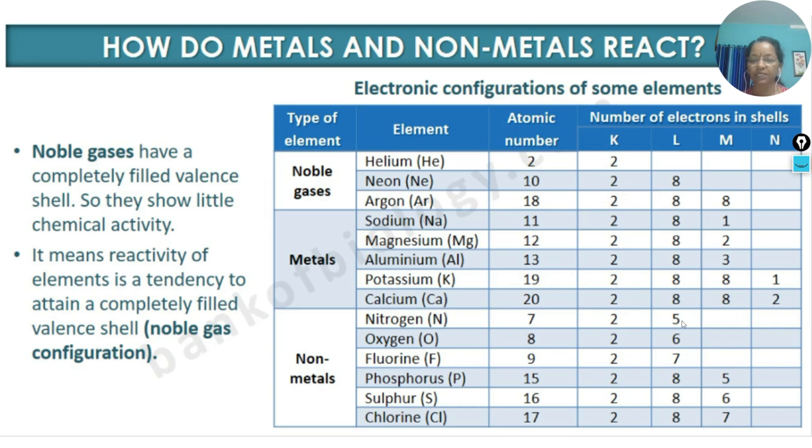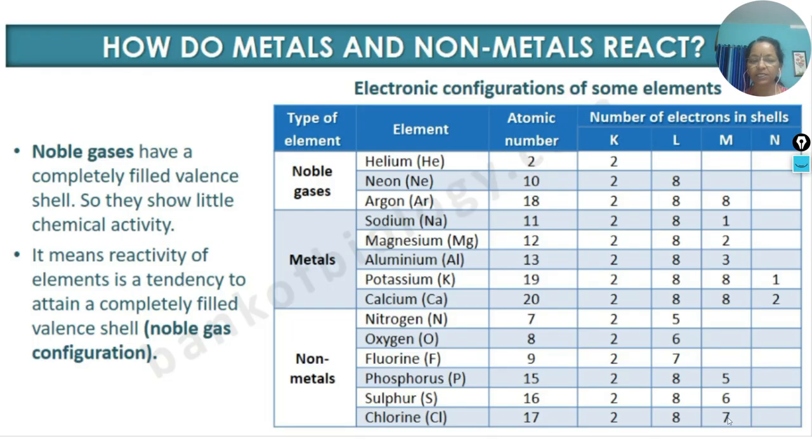The first non-metal given is nitrogen with 5 electrons in the last shell. If it wants to reach a noble gas configuration, it needs 3 more. So it will try to get 3 more electrons from a metal. In the case of oxygen, it will try to get 2 more electrons so that it reaches a neon-like structure. Phosphorus will try to get 3 more and reach an argon-like state. Chlorine also reaches an argon-like state by trying to get 1 more electron.